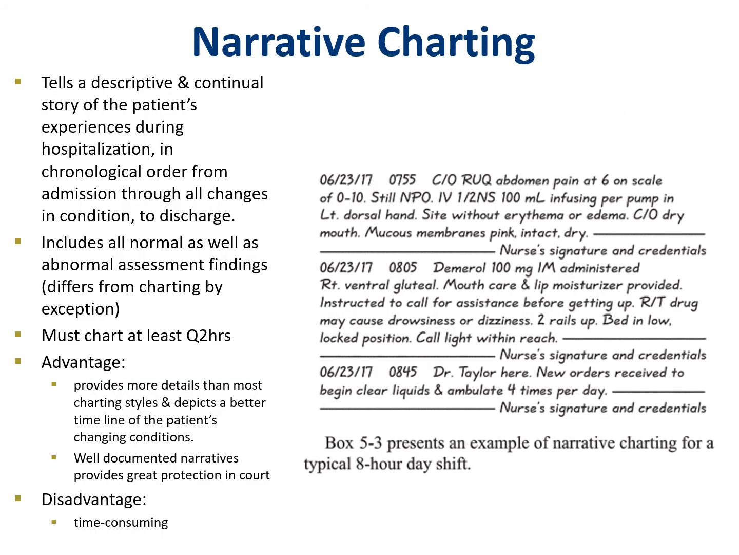Narrative charting tells a descriptive and continual story of the patient's experiences during hospitalization or in the facility in chronological order from admission through all the changes in the condition to discharge. So you're writing everything down. Normal and abnormal go in the narrative charting. So it differs from charting by exception in that way. You must chart at least every 2 hours, but of course you need to follow your facility's policy.